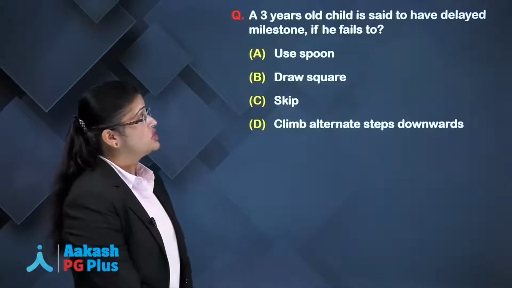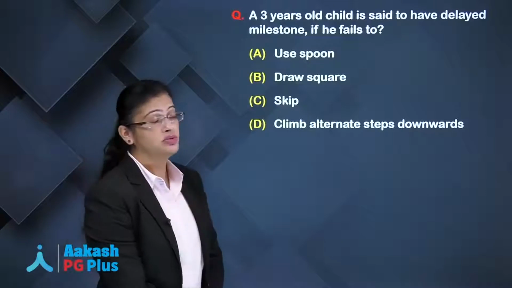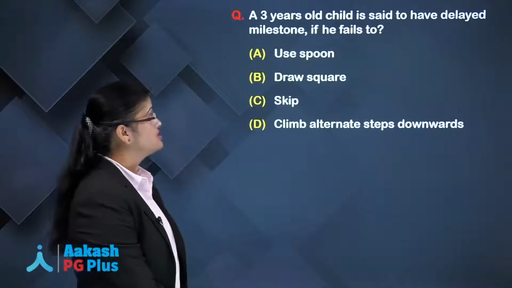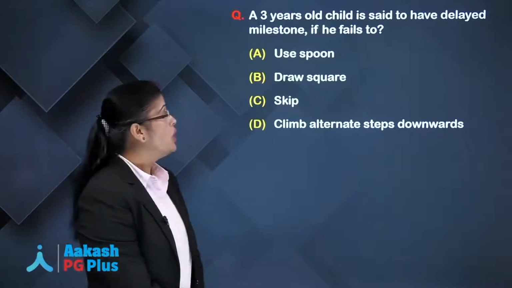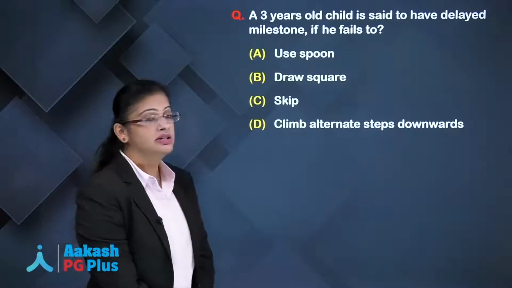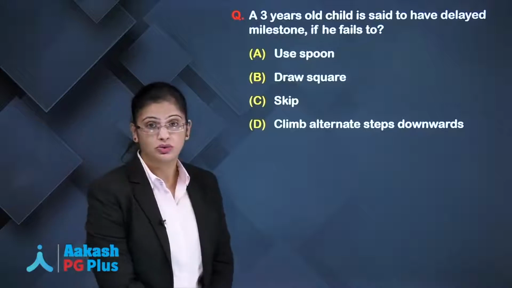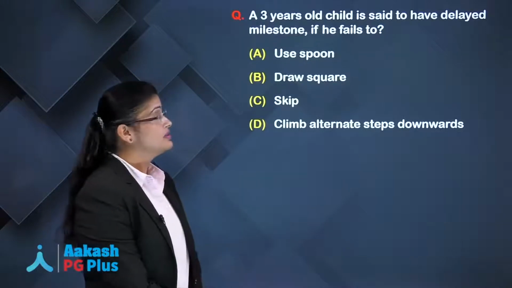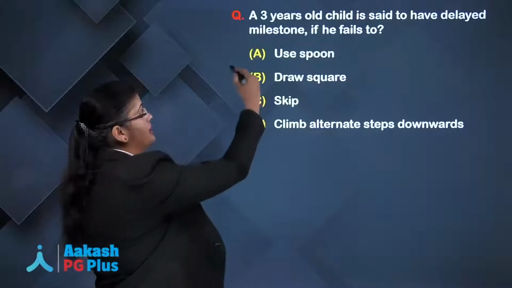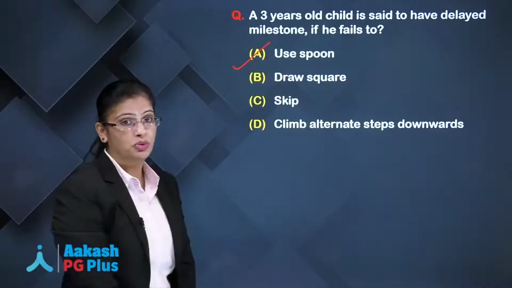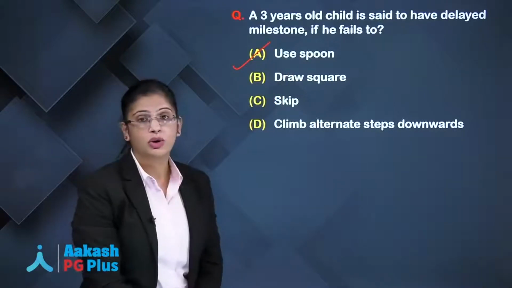A 3-year-old child is said to have delayed milestones if he fails to, and your options are A. Use a spoon, B. Draw a square, C. Skip, D. Climb alternate steps downwards. And the correct answer for this question is option A, that is use a spoon. We will discuss the remaining options subsequently.